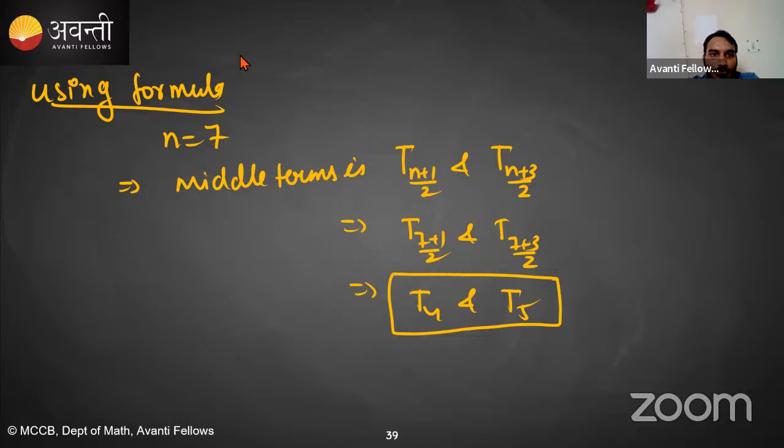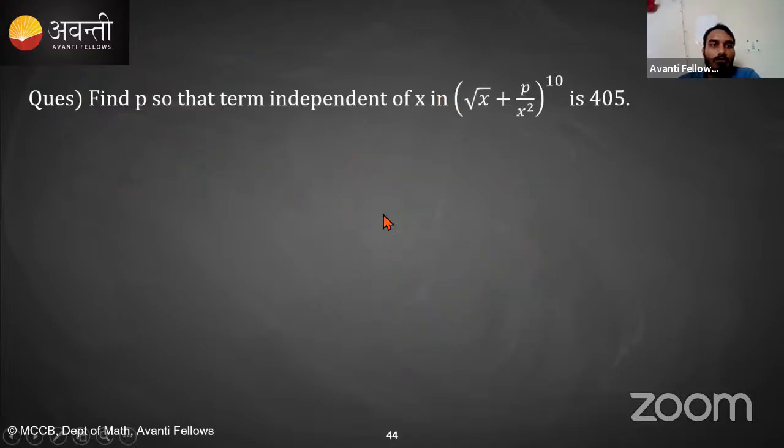If it is clear, students, let's solve one more question on the basis of this. I'm giving you 2 minutes. You have to solve this question. The question says: find p so that the term independent of x in (root x plus p by x square) raised to the power 10 is 405. So there is a term in this expansion which is completely independent of variable x, and that term is equal to 405. Then find the value of p. That's it. Clear? So everybody start solving the question.